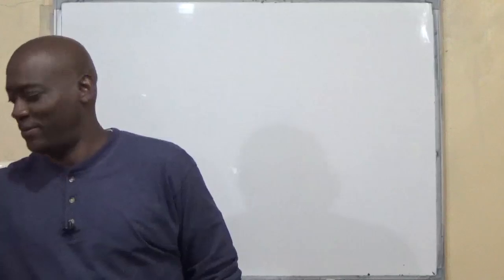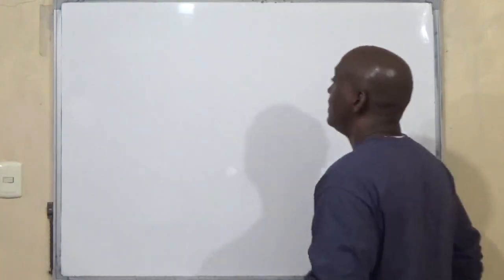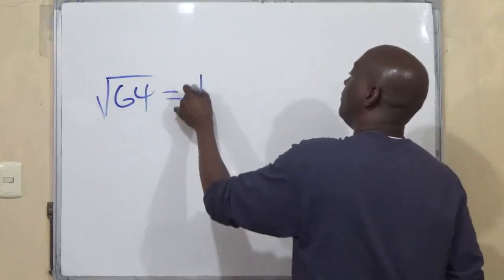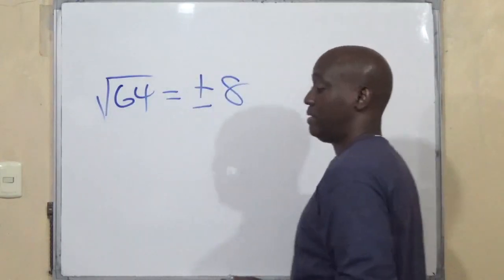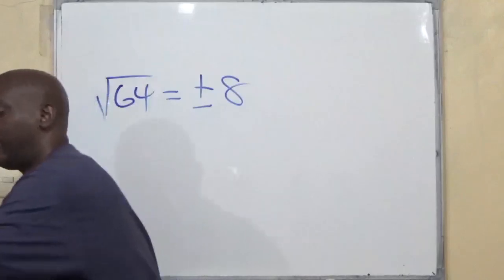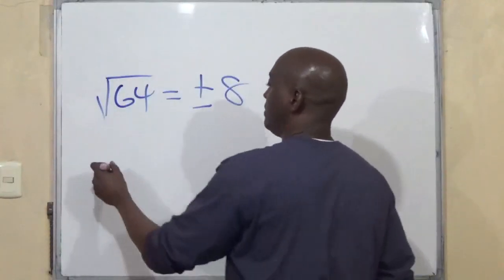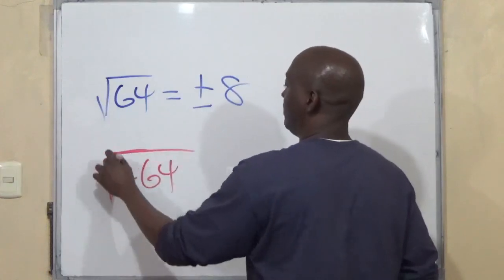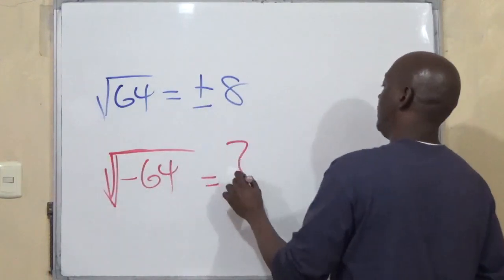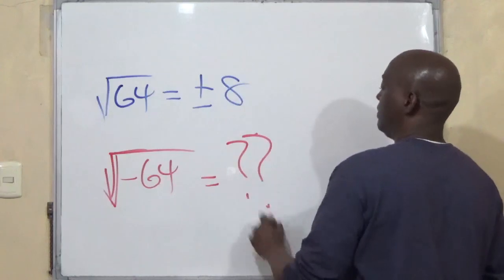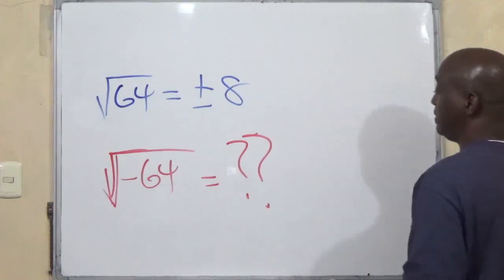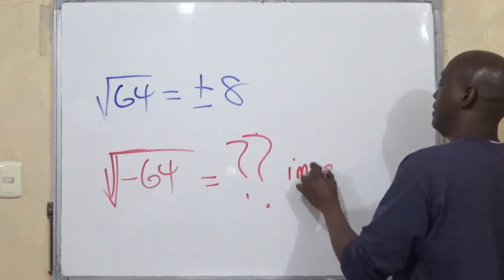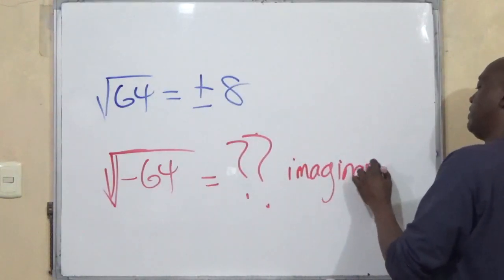We will leave that alone for now, right? We know that the square root of 64 is plus or minus 8. So you might be tempted to ask, well, if the square root of 64 is plus or minus 8, what is the square root of minus 64? We'll leave that alone for now. Suffice it to say that the answer to this is what we refer to as imaginary numbers.